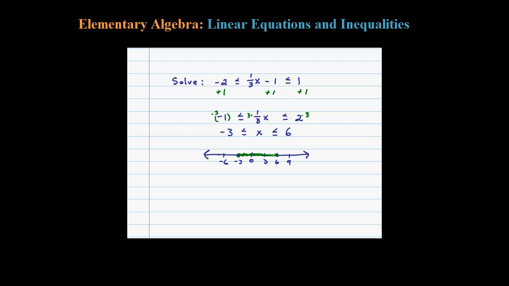Okay, now how do you write that in interval notation? In interval notation, since these were inclusive, I'm going to use the square bracket. Okay, so from -3 up to 6, inclusive. That's interval notation, and these are my answers expressed graphically.